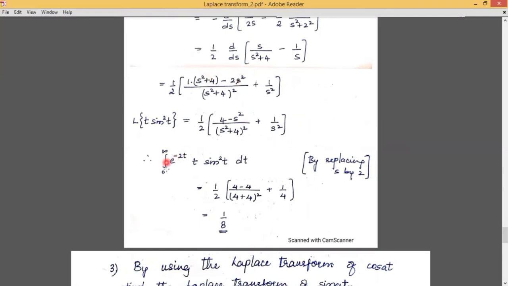But I need the integral from 0 to infinity of e^(-2t), not e^(-st). I need e^(-2t) t sin^2 t dt. So by replacing s by 2, this whole term will vanish. So the remaining thing will be 1/4. Since there is a half outside, we'll get 1/8. So this is all about the second problem.